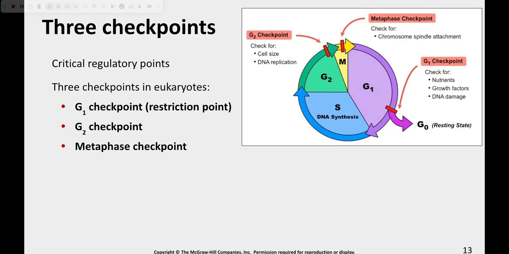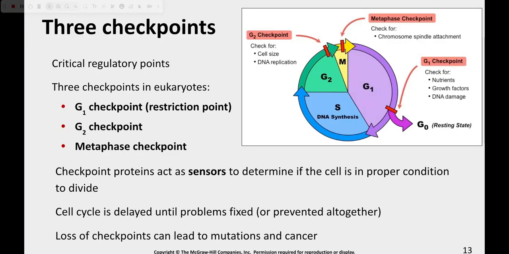If it's past this checkpoint, it might get to the metaphase checkpoint. This checkpoint is going to make sure that the chromosomes are properly attached to the mitotic spindle. We'll talk about that in a second. But they're properly attached within the cell, so that when cell division occurs, they will properly split. These checkpoints are sensors. They are making sure that this cell is healthy and ready to divide. If it's not healthy, this cycle can be delayed or postponed indefinitely. Maybe we'll never let this cell go through cell division.